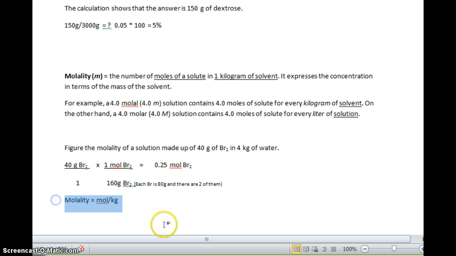Again, you always want to come back to what am I trying to figure out? I want the molality, which is the moles per kilogram. So I have 0.25 moles of Br2, and I'm going to divide that by kilograms. If we look back up in our story problem, we have 4 kilograms of water. So we're going to divide that by 4.